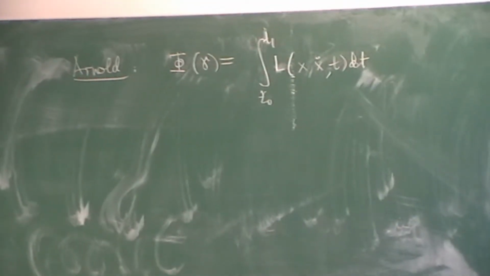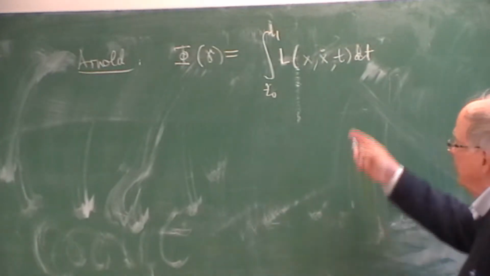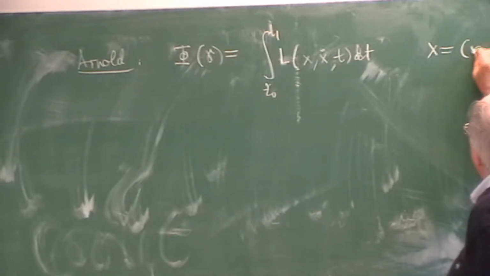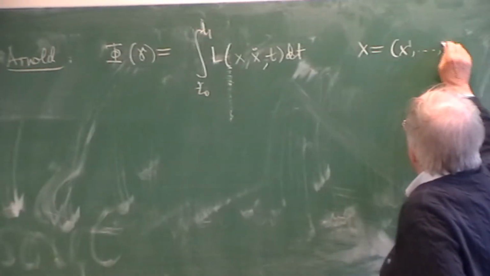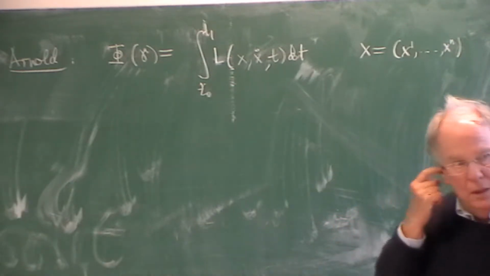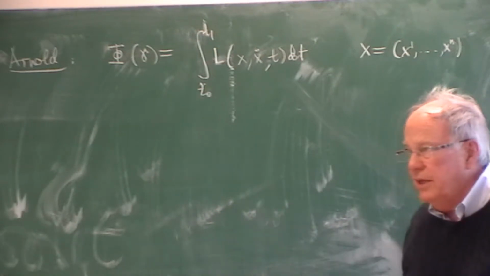All right. So x is now a vector valued function, right? Because we're doing this in a coordinate chart, so I'll write it here to remind you, x1 through xn. It's a vector valued function, and you want to minimize that.